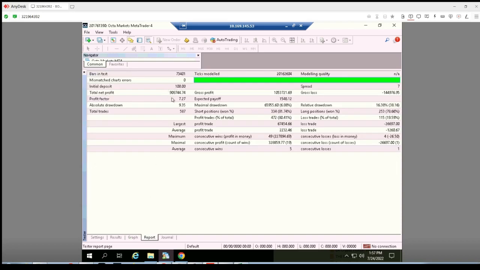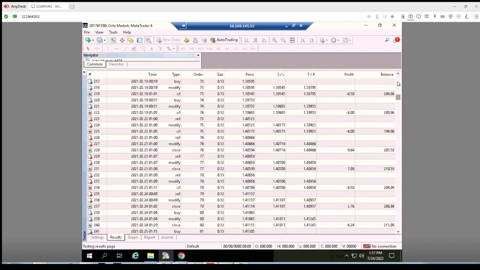Backtest results get a profit of $908,744 with a total of 587 transactions in a year. Drawdown 6.88%. 80% profit trades. Consecutive loss 4. Let's see the details of the transactions.